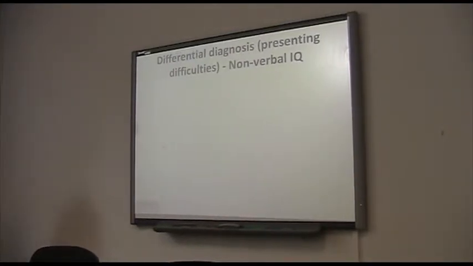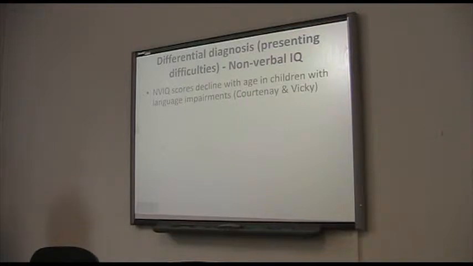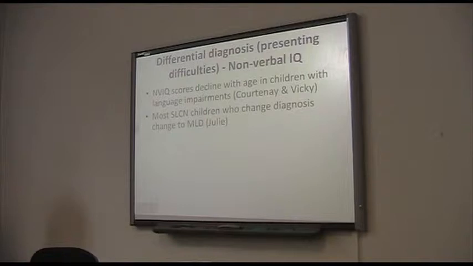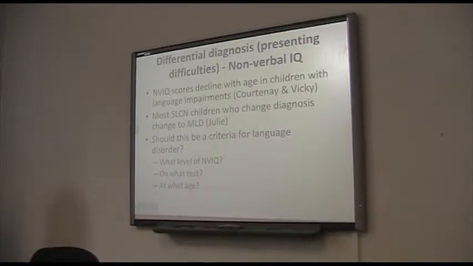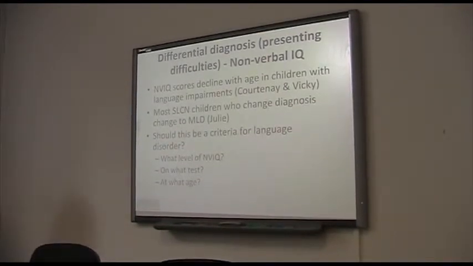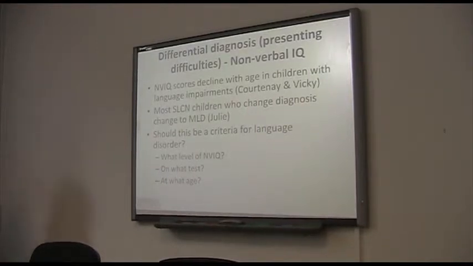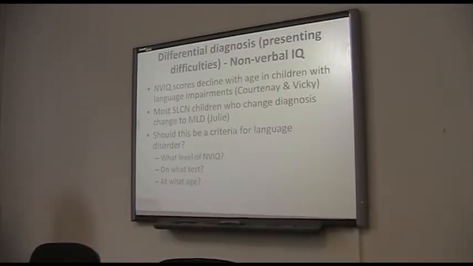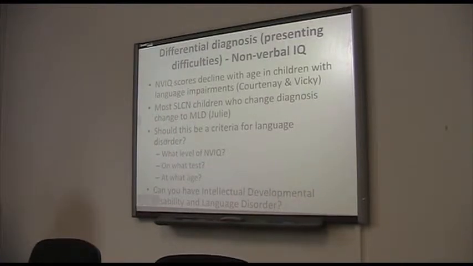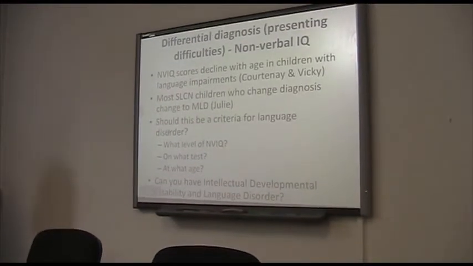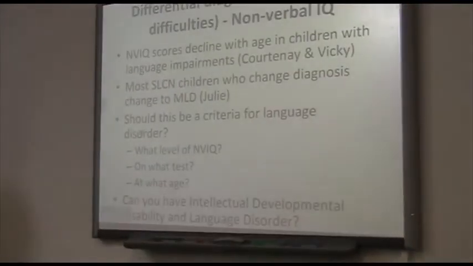So in terms of non-verbal IQ, we've seen that non-verbal IQ scores decline with age in children with language impairments. Most SLCN children who change diagnosis change to MLD, which fits with that. The question that Courtney raised is, should this be a criteria for language disorder? If so, what level of non-verbal IQ should be the cut-off? On what test and at what age, given that it decreases? And the other question is, can you have an intellectual disability and a language disorder? So is it exclusionary, or can you actually have both diagnoses with one being primary?